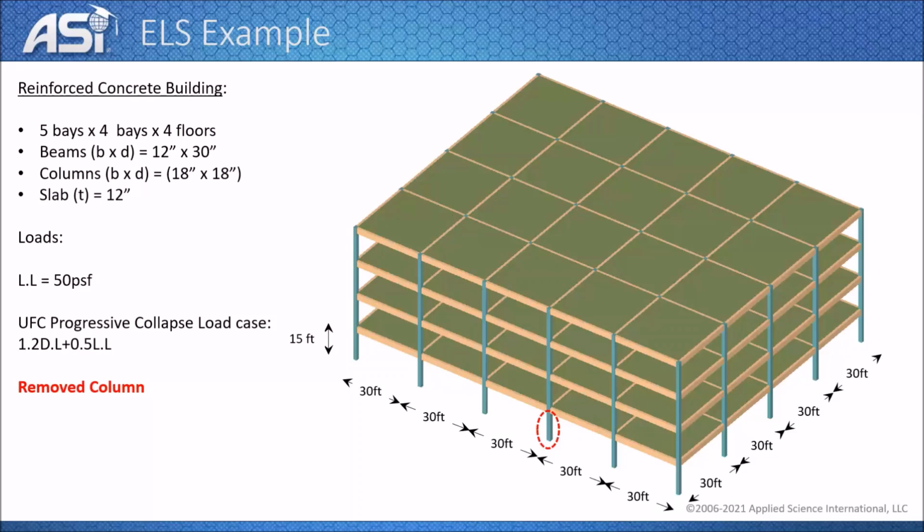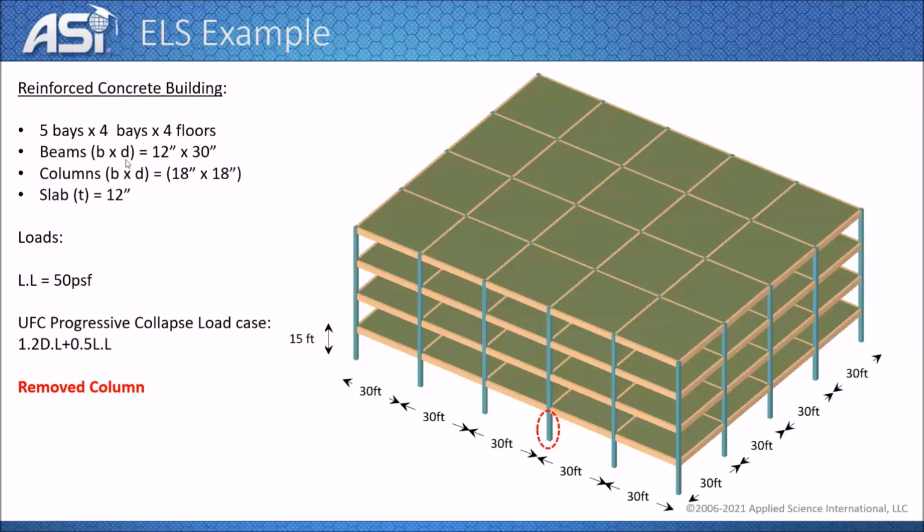Now, let's start creating an example for progressive collapse analysis for a reinforced concrete structure. 5 bays, as we see here, by 4 bays. The distance between the columns is 30 feet, as we can see in here. These are the columns that we are going to remove to do the progressive collapse analysis. And the height of the floor is set as 15 feet.